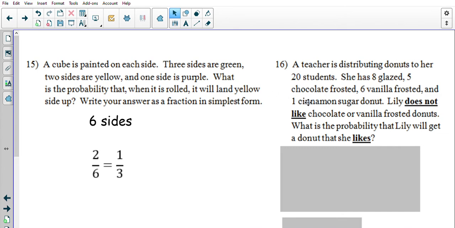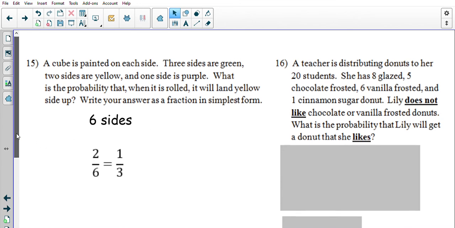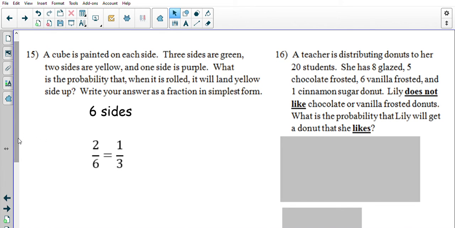A teacher is distributing donuts to her 20 students. She has 8 glazed, 5 chocolate frosted, 6 vanilla frosted, and 1 cinnamon sugar donut. Lily does not like chocolate or vanilla frosted donuts.